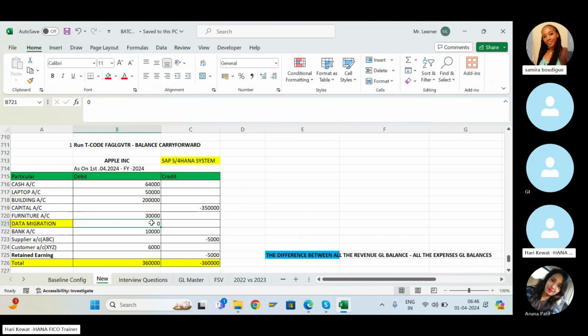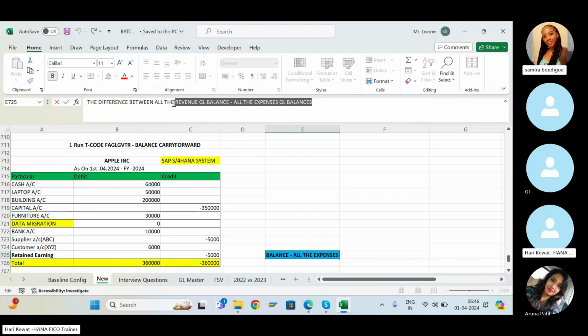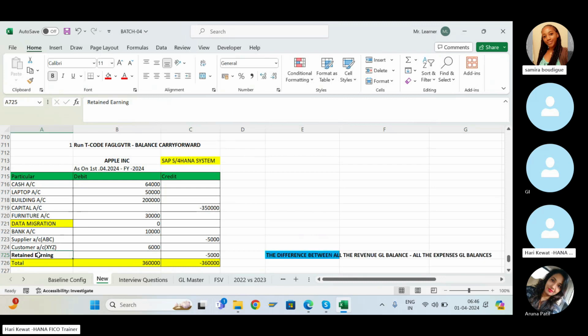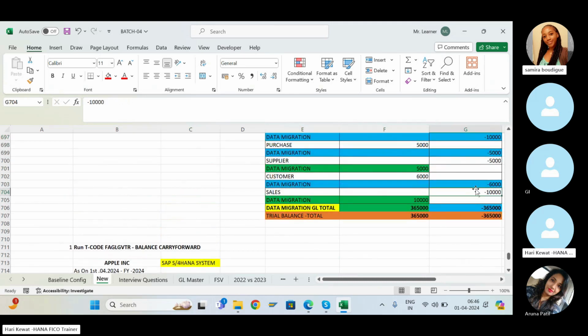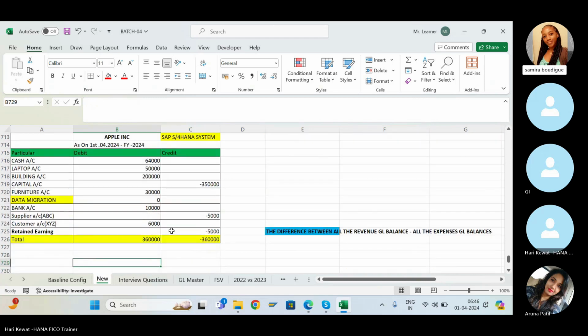Your PNL GLs will not get migrated GL by GL. Their differences will be migrated. All your revenue GLs minus all your expense GLs, whatever net balance is there, will be migrated as a retained earnings GL or a profit and loss account GL. So here you have sales 10,000, this is a PNL GL, and you have purchases 5,000. The difference between them will get migrated as a retained earnings balance here. Okay, is it clear? Yes, Hari.